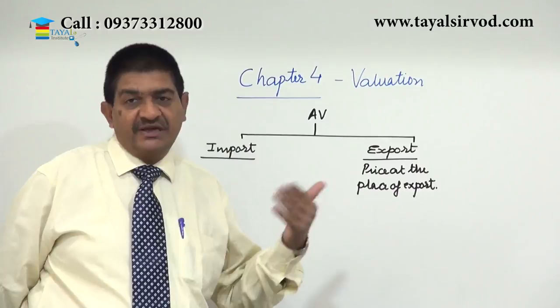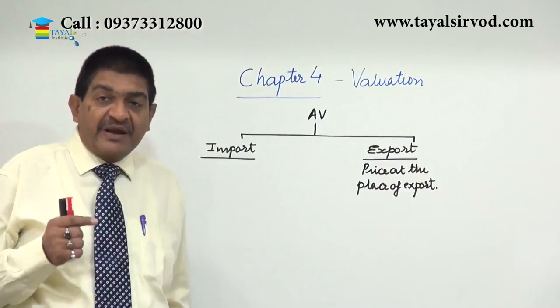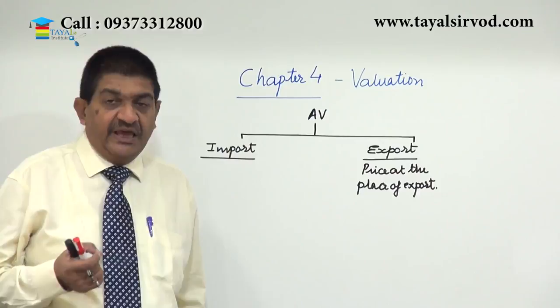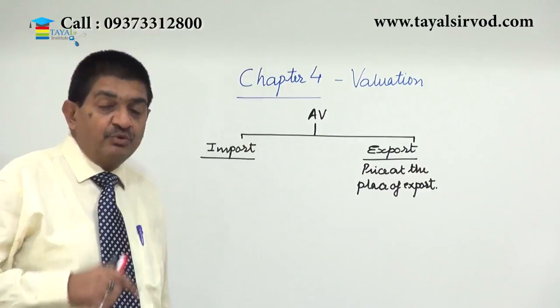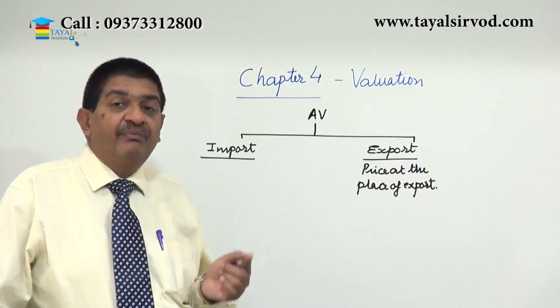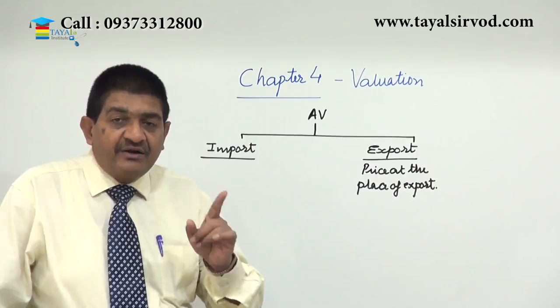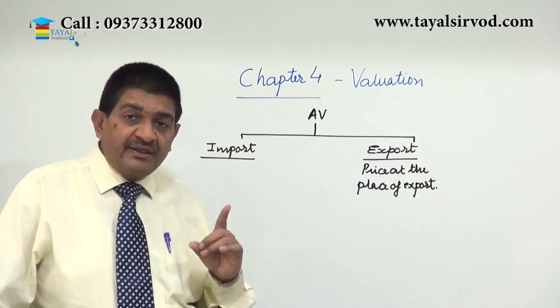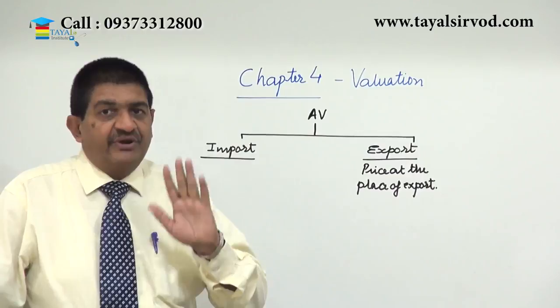Right. But in case of import, the price given by the supplier is generally the FOB price. FOB price means all the expenses of the supplier of the goods in the country of origin have been included by him up to the point of export in that country. But lots of other expenses are involved for bringing the goods from the place of export in that country up to the place of import in our country. So all those things have to be added. Why?